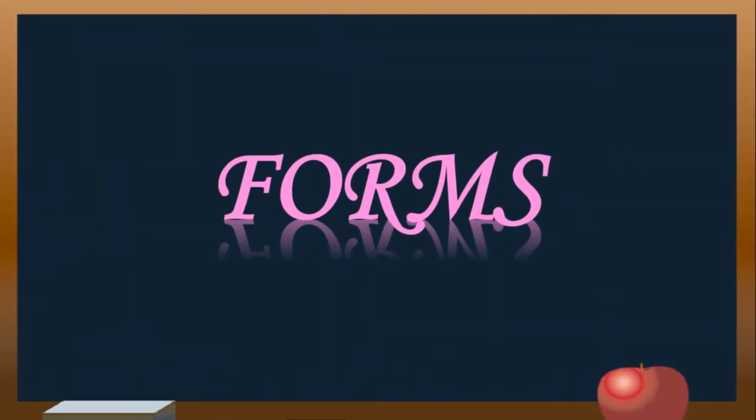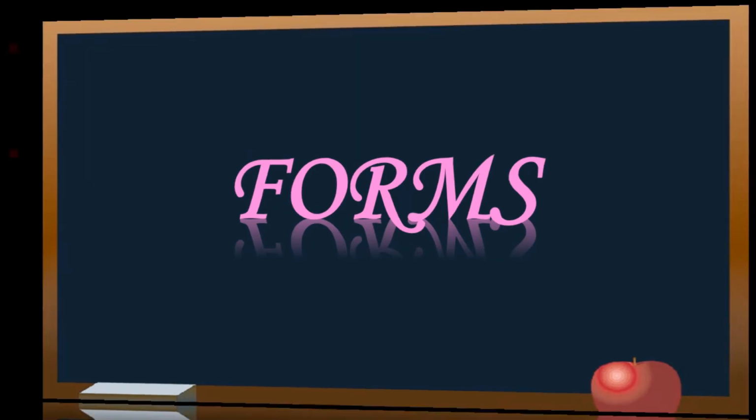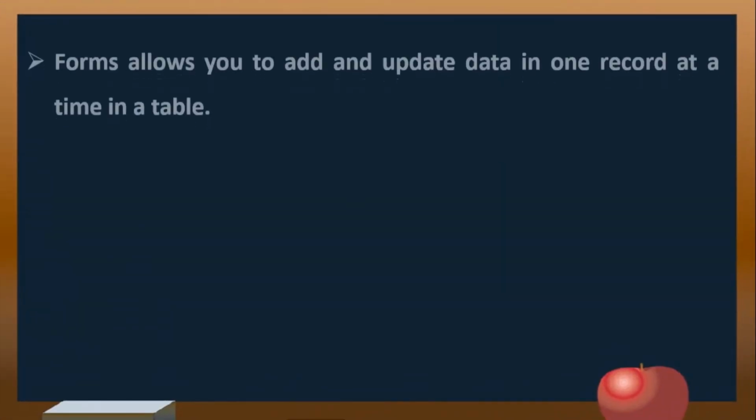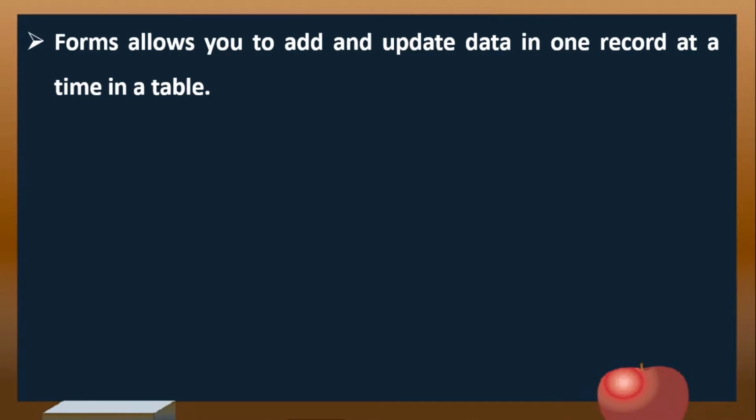Forms, as usual, you all are filling your information on a page where you fill your information in specified fields. It might be your date of birth, your name, your telephone number, your addresses. In the same way we are using forms in MS Access to edit, to add or to update any data in a table. So forms allow you to add and update data in one record at a time in a table. So at a time in a table you can add or update only one record.